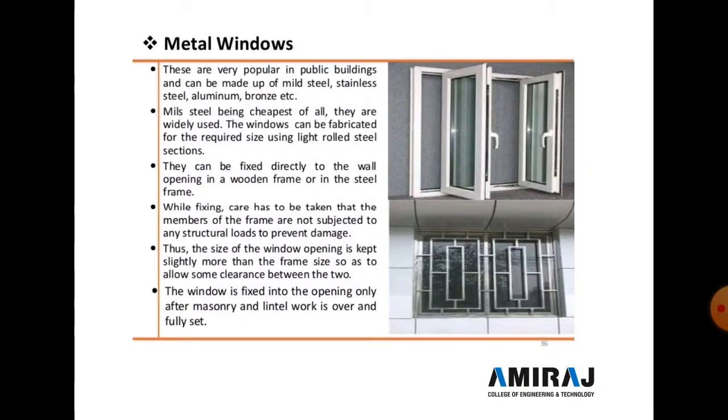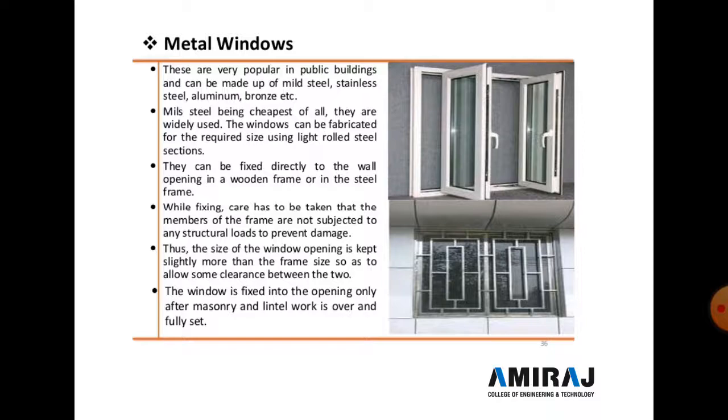Now the next type of window is a metal window. They are very popular in public buildings and are generally made of mild steel, stainless steel or aluminum sections. Aluminum section windows are light in weight, and mild steel, being the cheapest of all, is widely used. The window can be fabricated to the required size using light rolled steel sections, and they are fixed directly in the wall opening, in a wooden frame or in a steel frame.